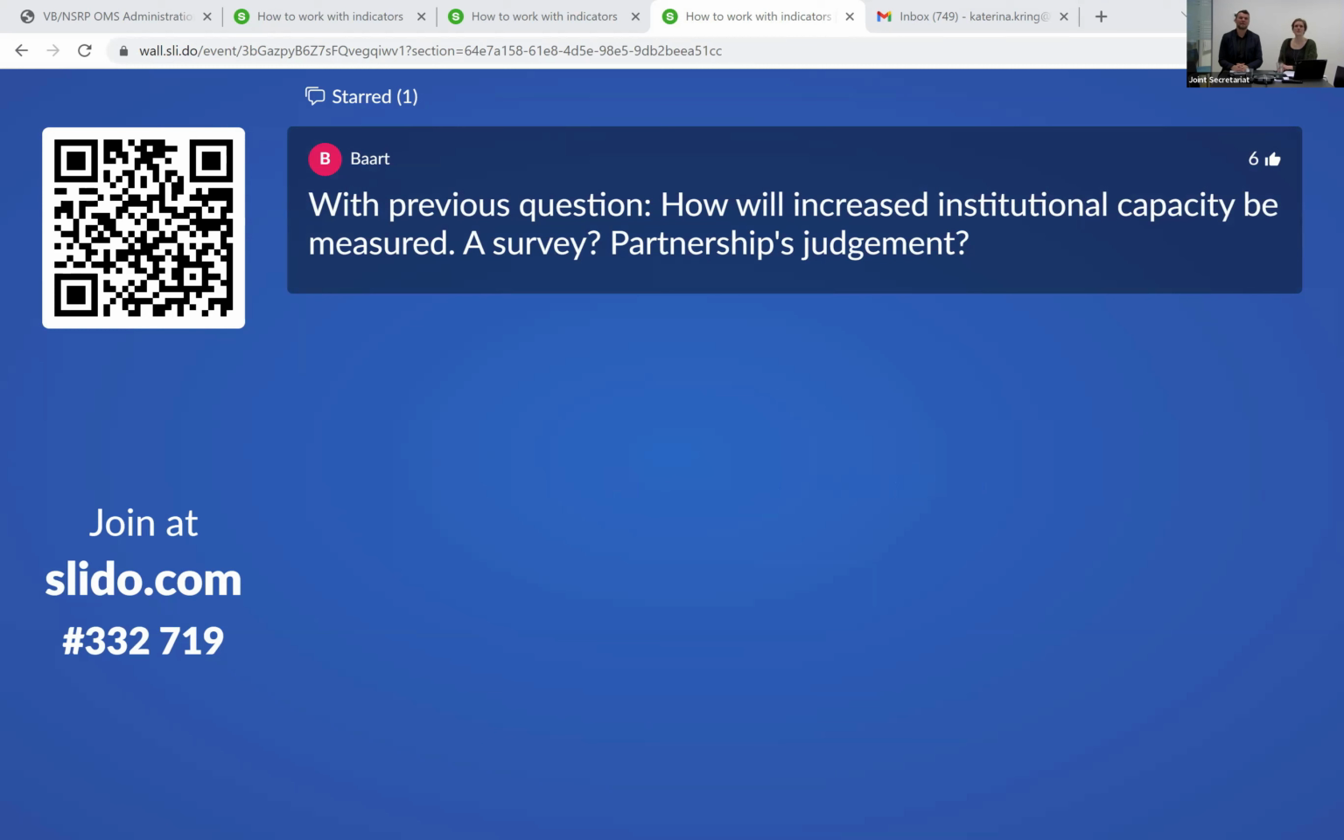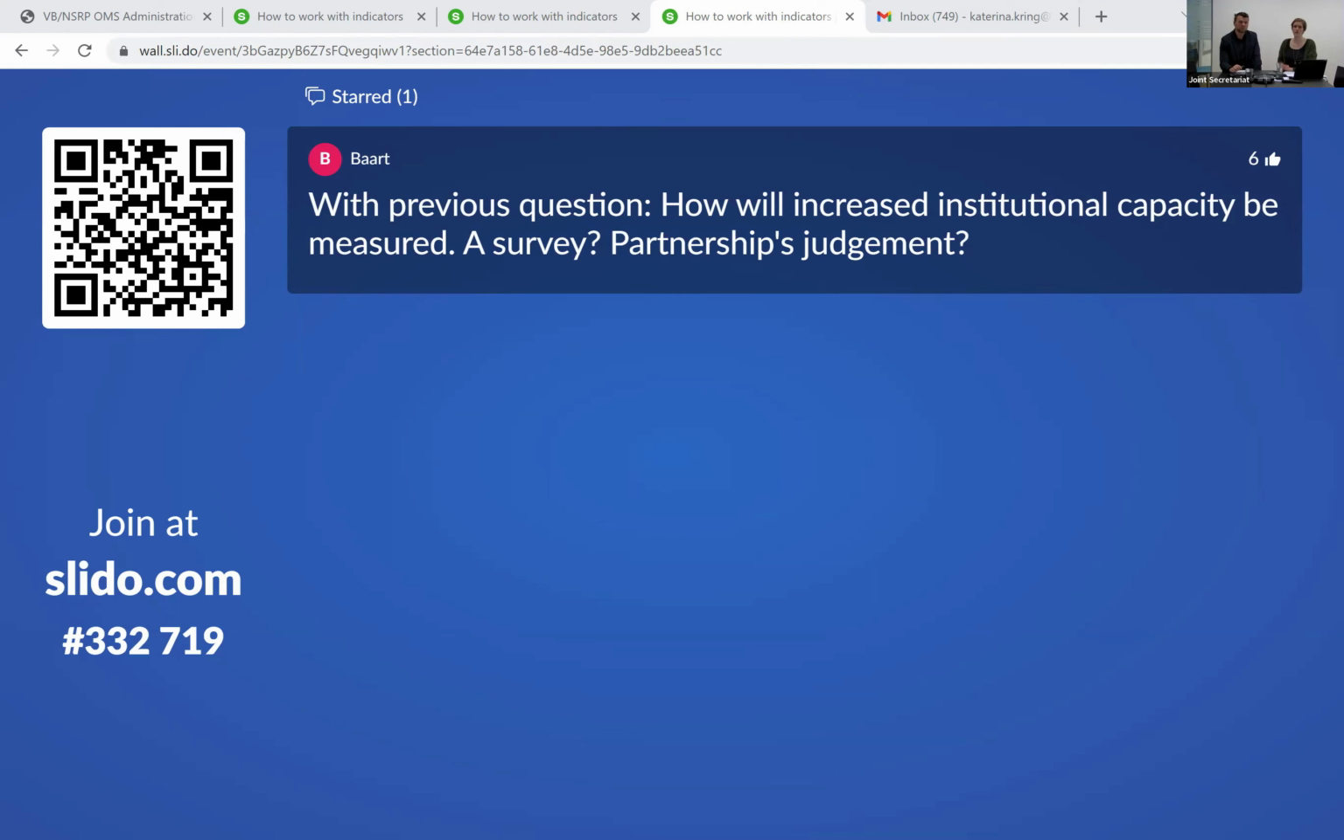Yeah, so the question is about the previous question, very good. How will increased institutional capacity be measured? Is it survey, partnerships, judgment? So the idea at the moment, it's not implemented in the online monitoring system yet, is really that there should be a kind of survey, that it is described which kind of organization has increased the institutional capacity in which field, and so on and so forth.